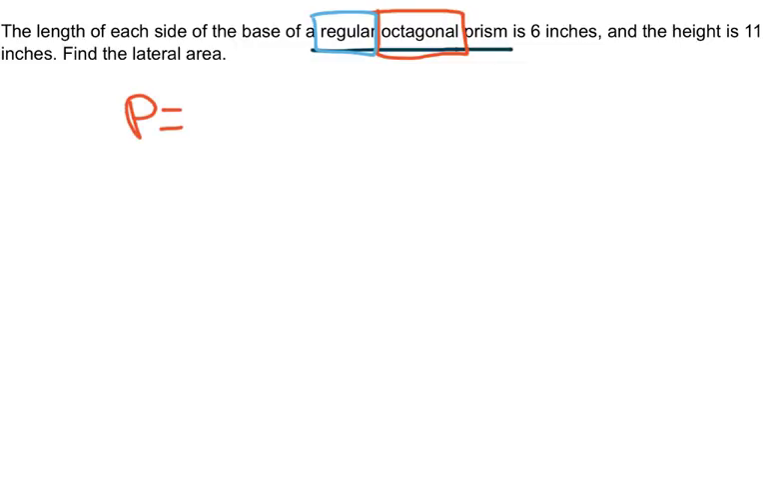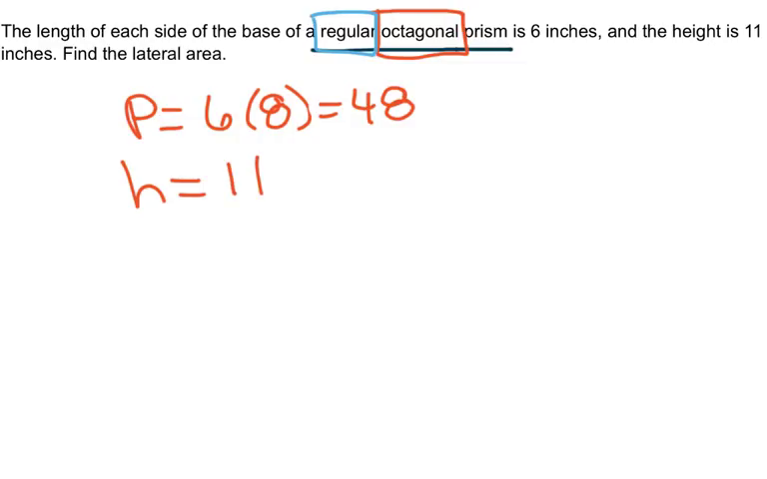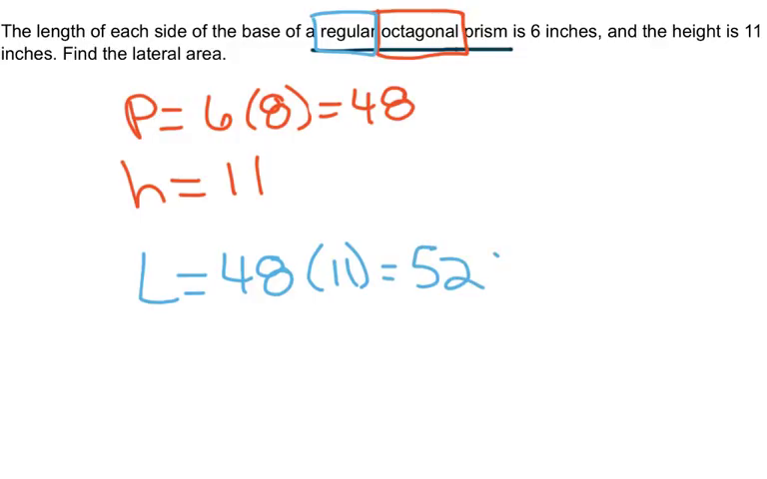Which means our perimeter is going to be 6 inches times 8 sides, because it's an octagon, which gives us 48. And it gives us the height, so there's actually not a lot of calculations to be done here. So we have everything pretty much that we need. So our lateral area is going to be 48 times 11, which is equal to 528. And in this case, that's going to be inches squared. So here this is nice because we're given the amount of sides, the length of each side, and the height, which enables us to find the entire lateral area without having to use any other calculations.